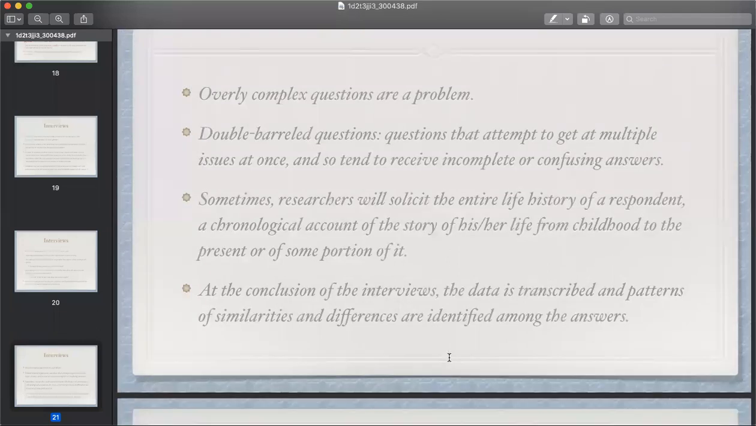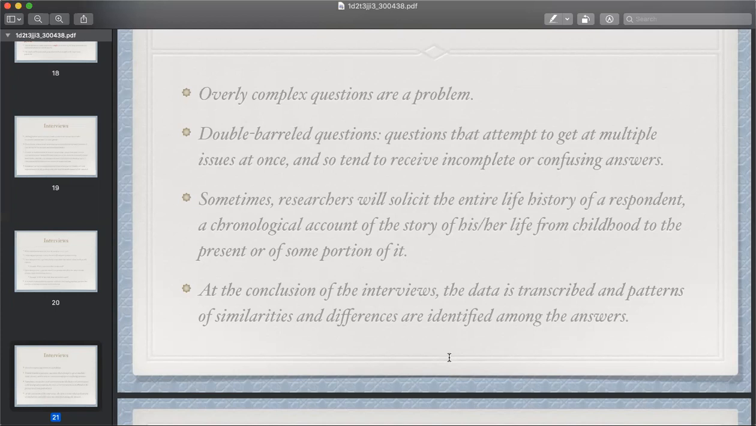Now, we also want to avoid what we call overly complex questions or double-barreled questions. That's essentially when we ask a question that addresses multiple issues at once. So if I was to ask you a question such as, what has been your learning experience at Rio Hondo or LA Harbor? And how have your interactions been with your counselors? Before you can answer question number one, I'm already bombarding you with question number two. So I'm not going to receive a complete response to either one of my questions.